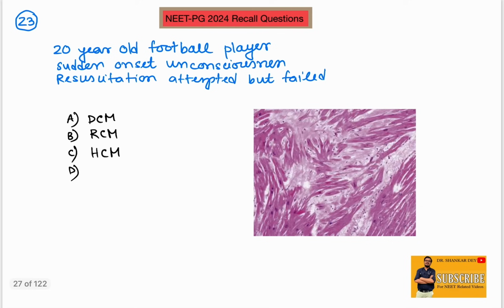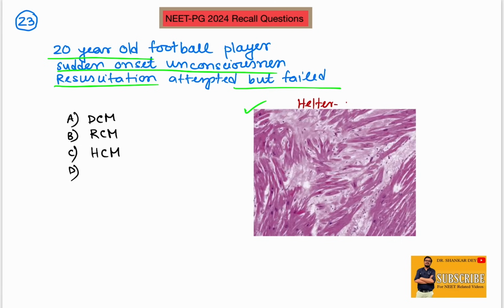Question number 23. A 20-year-old football player, during playing football, had sudden onset unconsciousness. Some of his colleagues tried to resuscitate but failed. So a 20-year-old football player, sudden onset unconsciousness, probably sudden cardiac death, resuscitation failed, and on autopsy the histopathological finding was this. So this is a helter-skelter appearance of cardiac muscle.